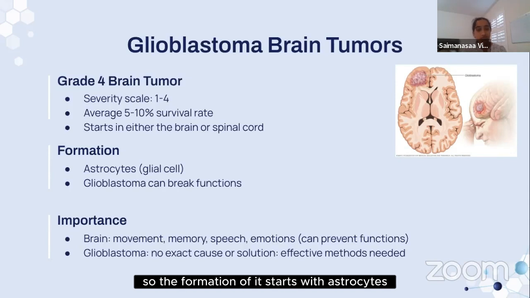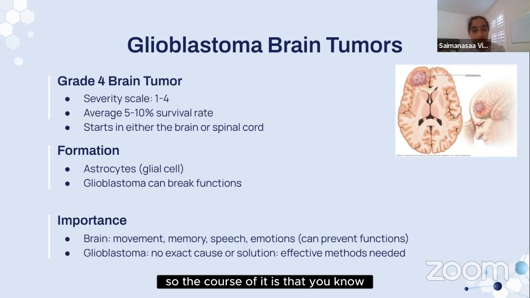The formation of it starts in astrocytes. Astrocytes help to protect the neurons against any unneeded or toxic compounds, as well as form synapse connections, contributing to a healthy nervous system. However, if the glioblastoma starts in astrocytes, then it can break their functions so they are no longer effective. It can go on to damage healthy cells and spread throughout.